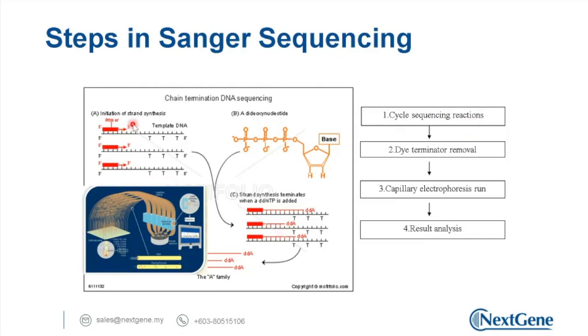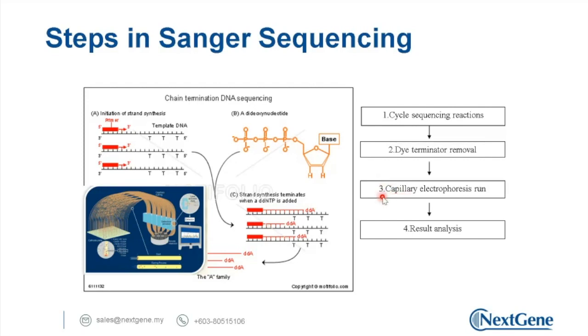Okay, so this one is showing you the cycle sequencing reaction. We add some reagent to produce the new strand of DNA. Next, after the production of all the different sizes of the new strands of DNA, we will proceed to dye terminator removal. Basically, it's a cleanup step to remove excess reagent from the first step. Next, when we have the pure DNA strand newly synthesized, we will now separate it using a machine.